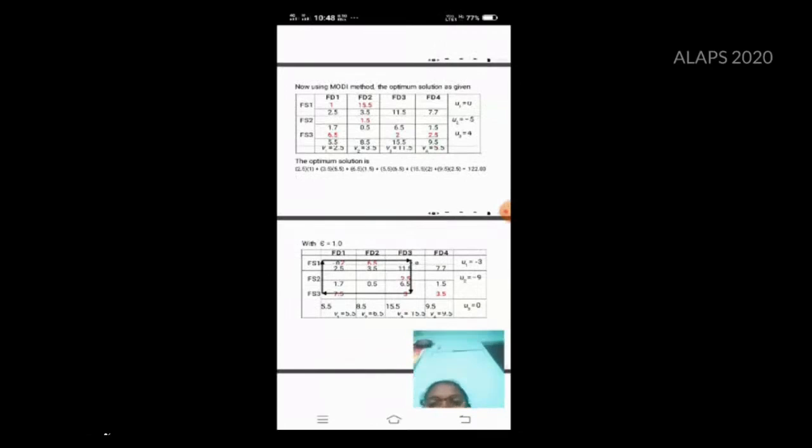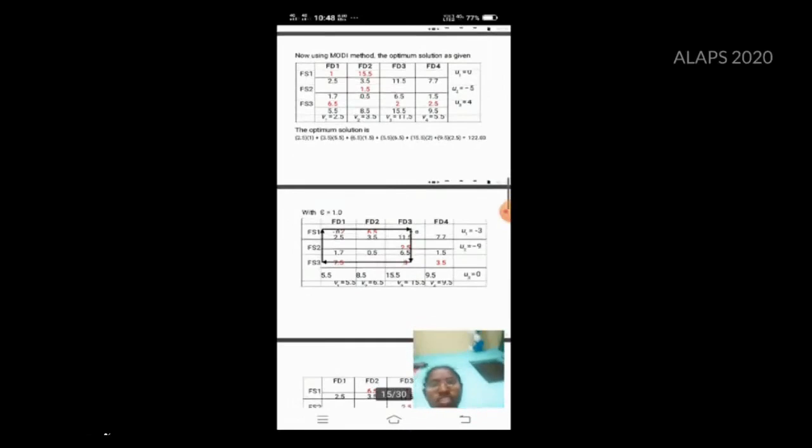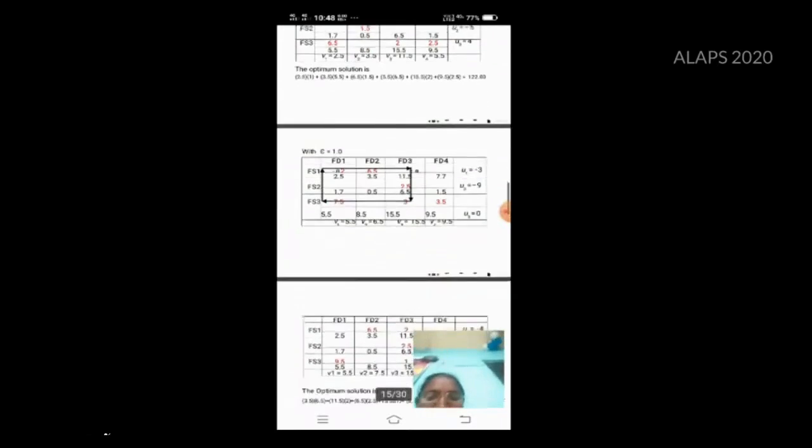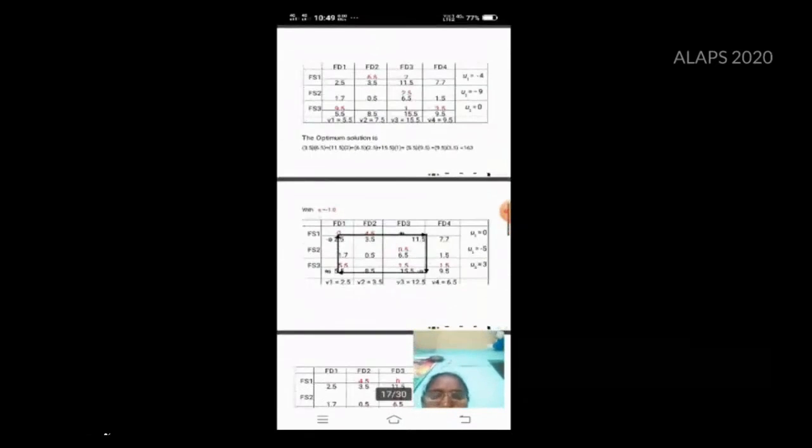Now with epsilon equal to 1.0, add a basic cell, then calculate the basic cells and non-basic cells. If at least one non-basic cell has a positive value, then a loop is formed involving the basic cells. Now we assign plus theta and interchange the theta values, and we can solve this table. Then after the calculations, all delta ij are less than or equal to 0. The current solution is optimum. Therefore, the optimum solution is 163.